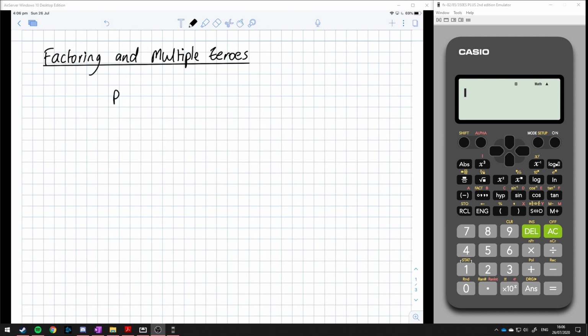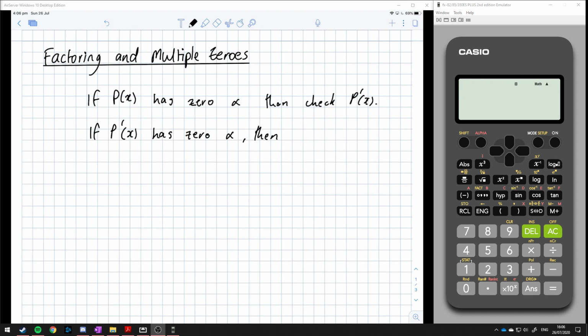So if p of x has zero alpha, then check the derivative. If the derivative has zero alpha, then x minus alpha is a double, or I should say x is a double zero, and check p double dash of x, and so on and so forth until you get nothing again.